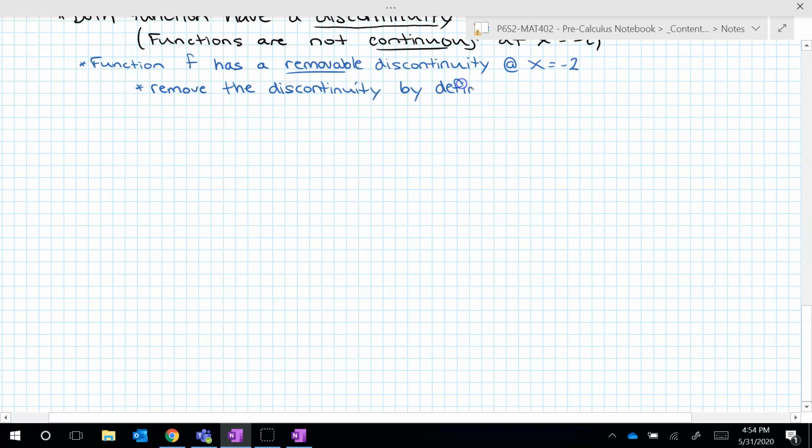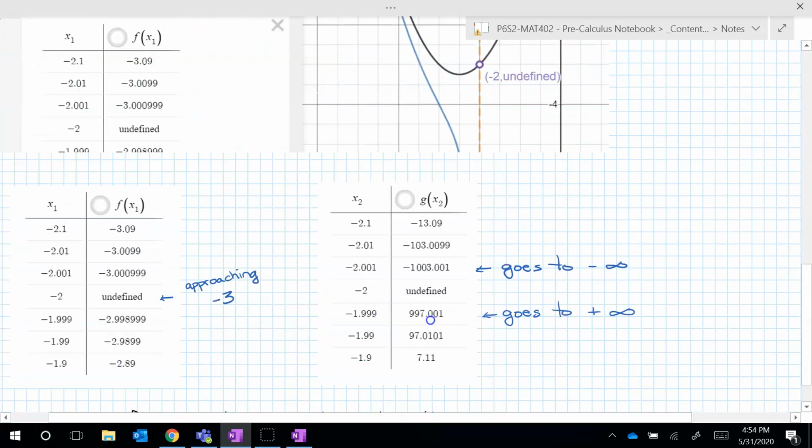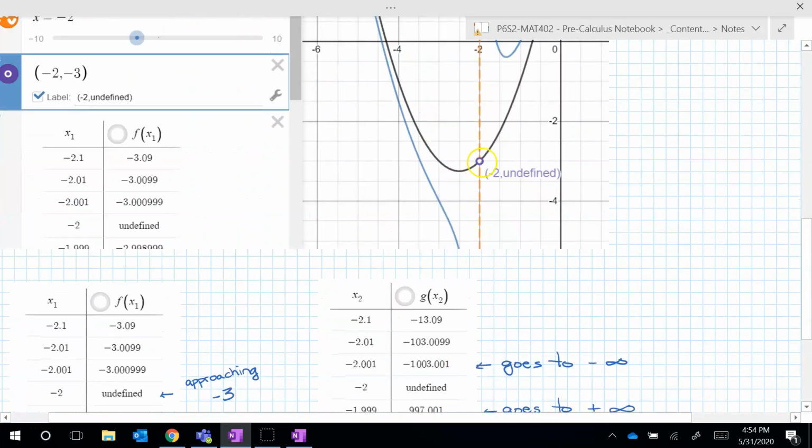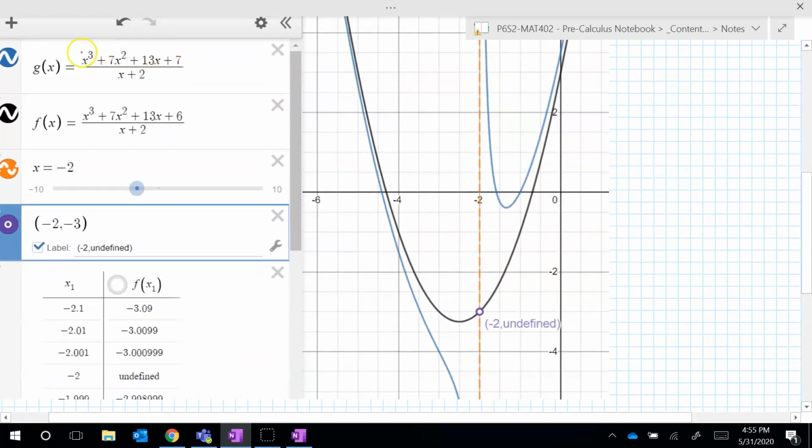By just defining, let's just say, hey, f of negative 2 does not exist. But if we made it be equal to negative 3, if we just said, hey, let f of negative 2 equal negative 3, well, we call that a piecewise function, right? Where I could say f of x is this equation here everywhere except for negative 2. And at negative 2, let's just define this to be negative 3, and that would fill that hole and remove the discontinuity.